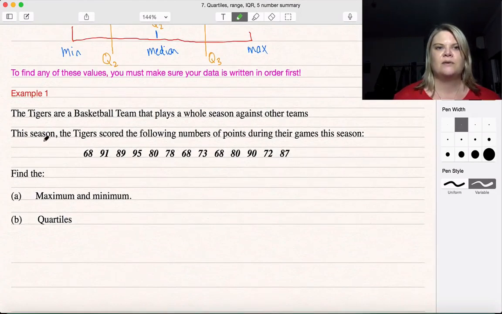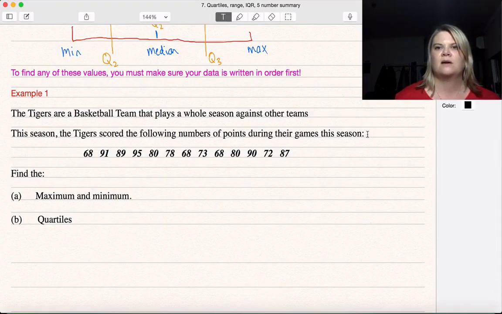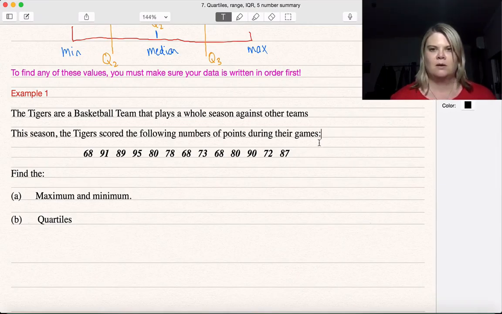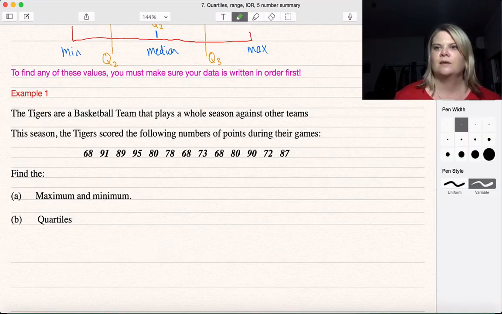Here's an example. The Tigers are a basketball team that plays a whole season against other teams. This season, they scored the following numbers of points during their games. Here are all the numbers. Find the maximum and minimum and the quartiles.